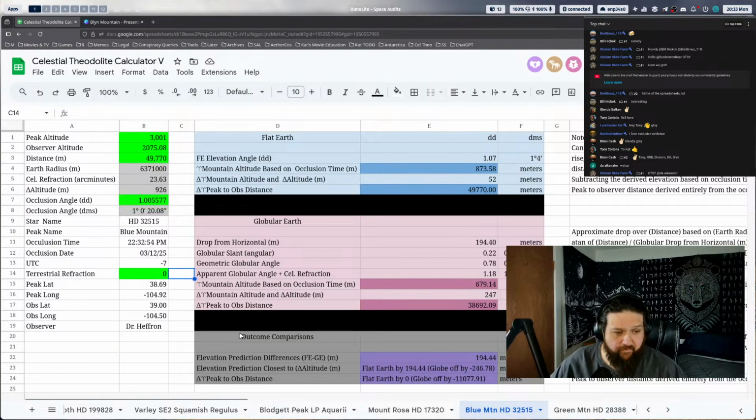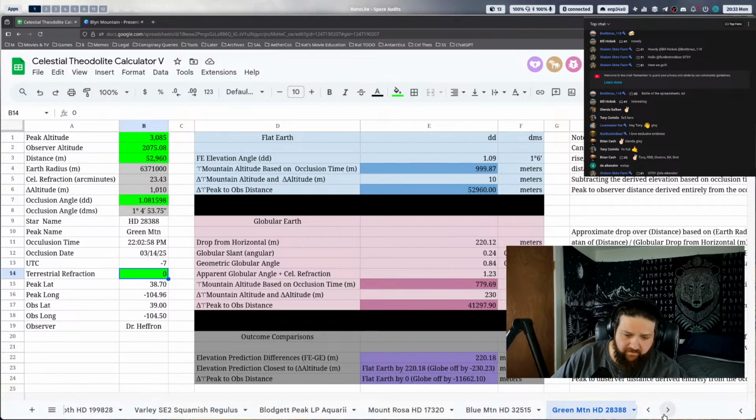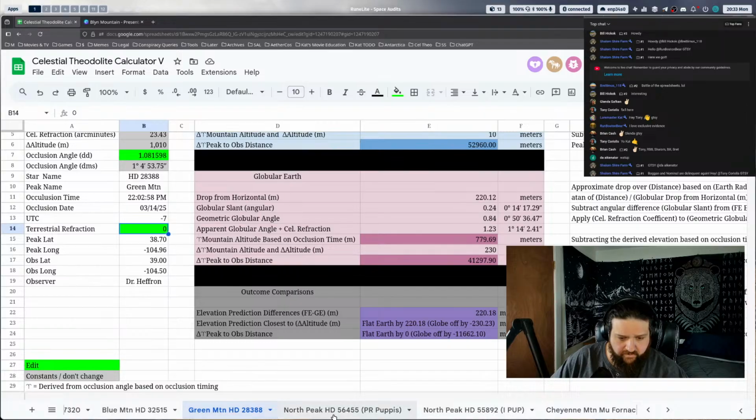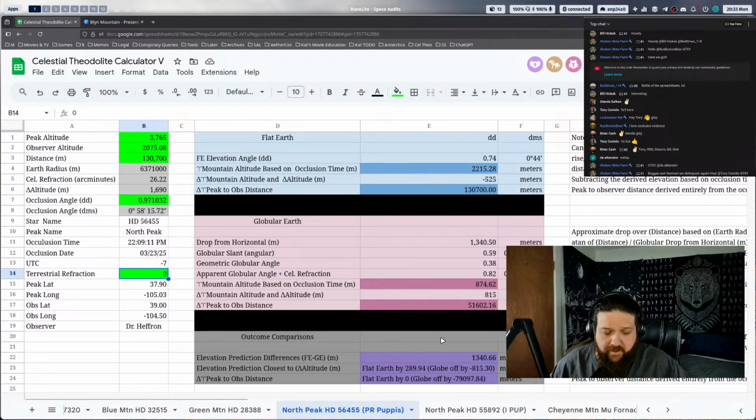Curious. We have Blue Mountain here. Same situation. Globe's off by 10,000 meters. It's off by its drop amount, or the difference in drop amount is what the globe predicts as actual drop. And here we have the flat Earth prediction in altitude. We're closer by 194 meters. Green Mountain. Same thing. Oops. Did we do Green Mountain already, or was that Blue Mountain? I can't remember. Anyway, North Peak here.